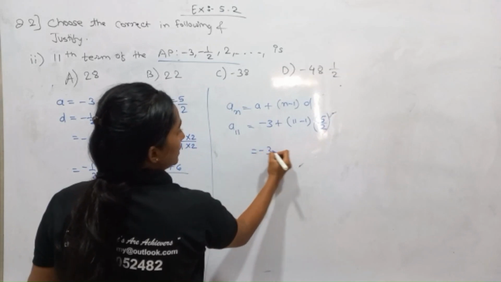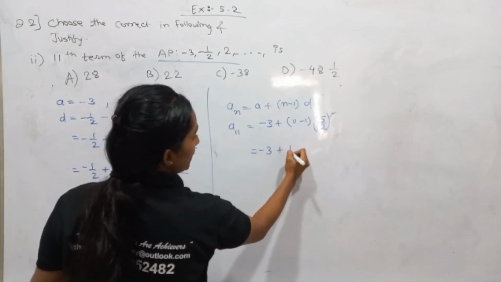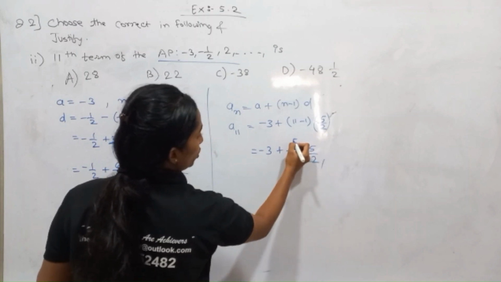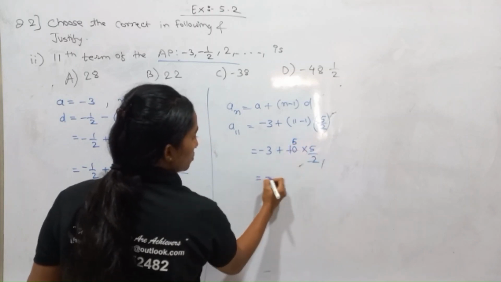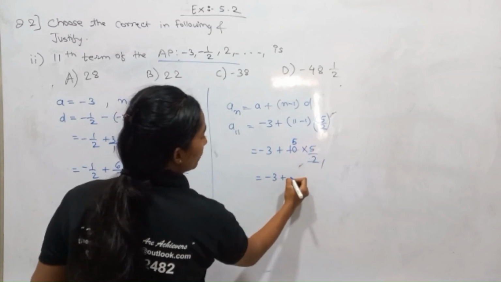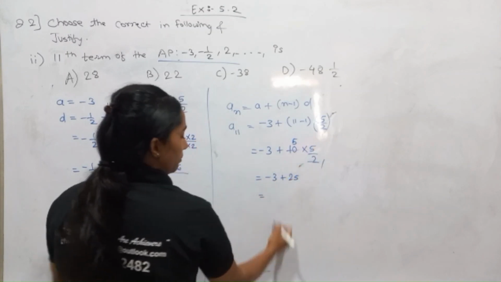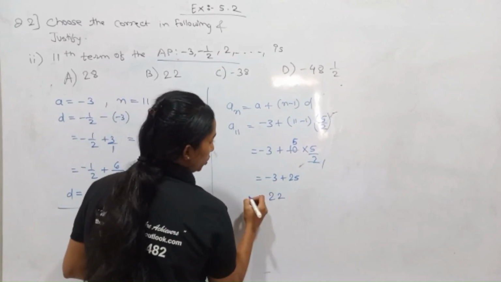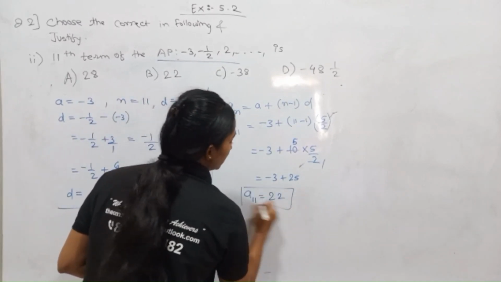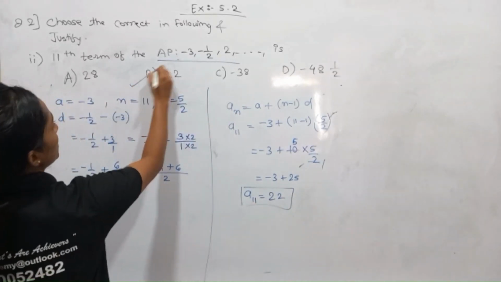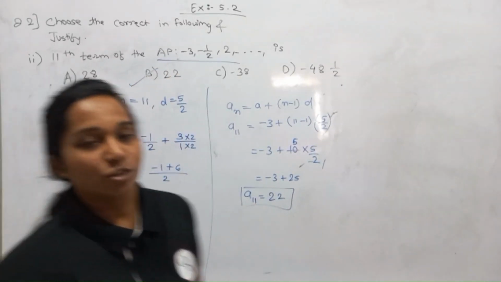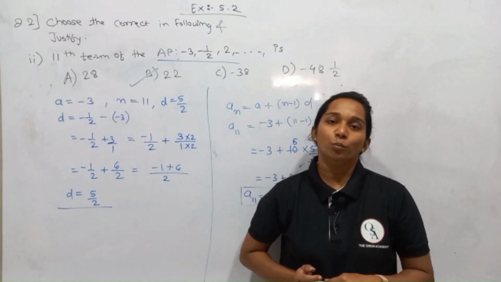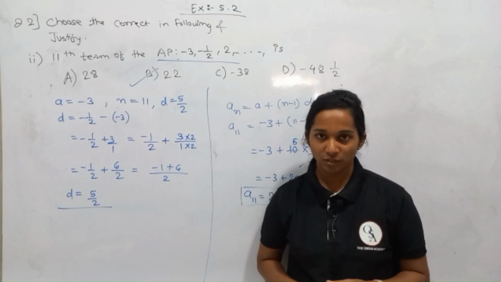Okay, minus 3 plus 11 minus 1 is 10 into 5 by 2. 2 ones are 2, 2 5s are 10. So minus 3 plus 5 into 5, 5 5s are 25, and minus 3 plus 25 is nothing but plus 22, which is my a 11th term, and the correct option is option number B. So this is how we completed our question number 2. Now we'll move ahead to our question number 3.